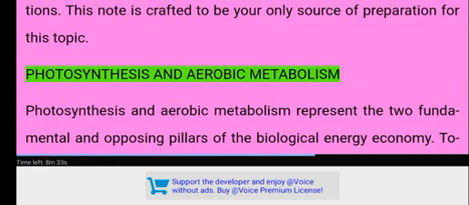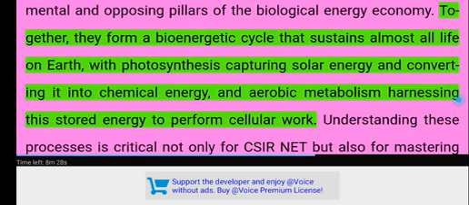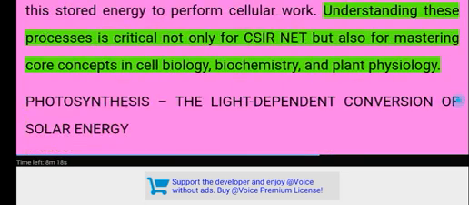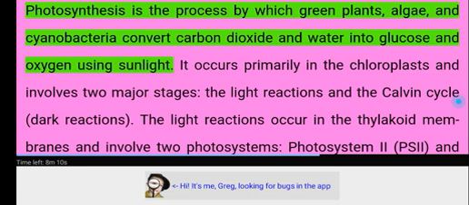Photosynthesis and aerobic metabolism. Photosynthesis and aerobic metabolism represent the two fundamental and opposing pillars of the biological energy economy. Together, they form a bioenergetic cycle that sustains almost all life on Earth, with photosynthesis capturing solar energy and converting it into chemical energy, and aerobic metabolism harnessing this stored energy to perform cellular work. Understanding these processes is critical not only for CSIR-NET but also for mastering core concepts in cell biology, biochemistry, and plant physiology.